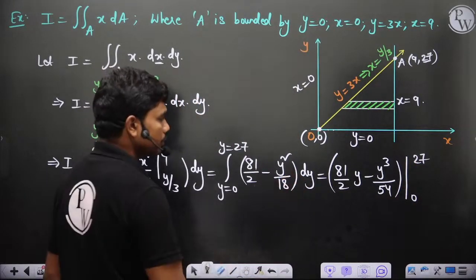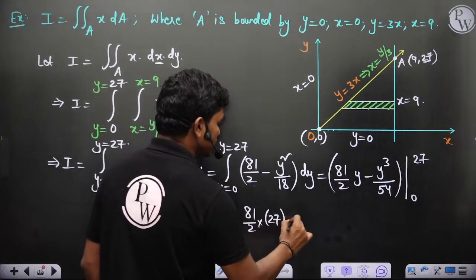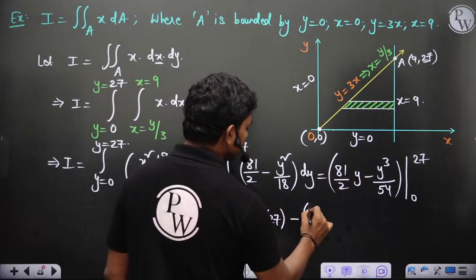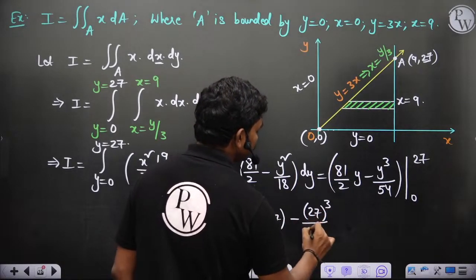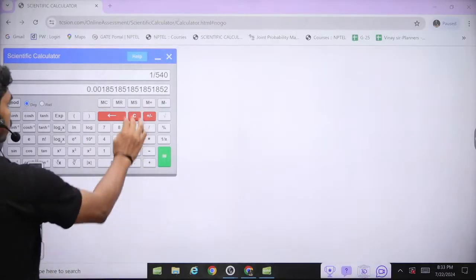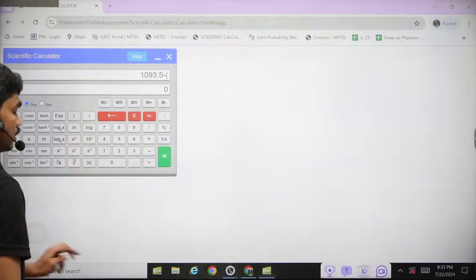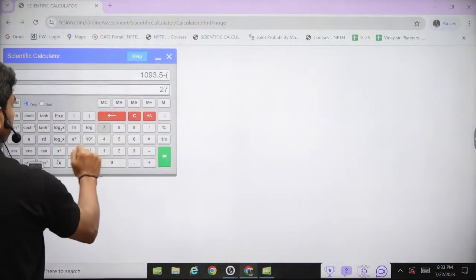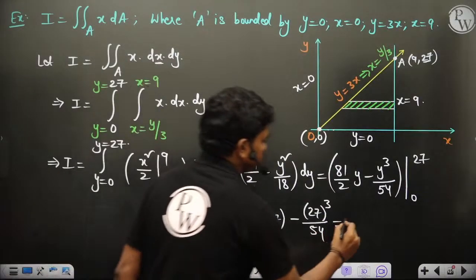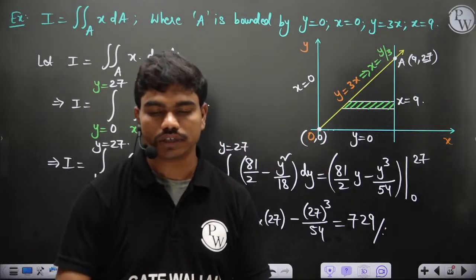So let's compute the values. 81 by 2 into 27 minus y cube by 54, so 27 cube by 54. Let's perform this calculation: 81 into 27 by 2 is 1093.5, minus 27 cube by 54. If you simplify, 729 is the answer. Of course, it should be 729, because whichever way you calculate it, the integral should not change.